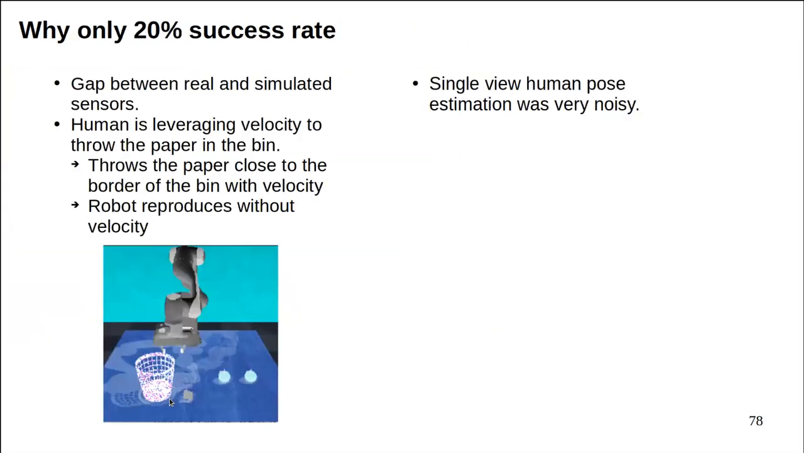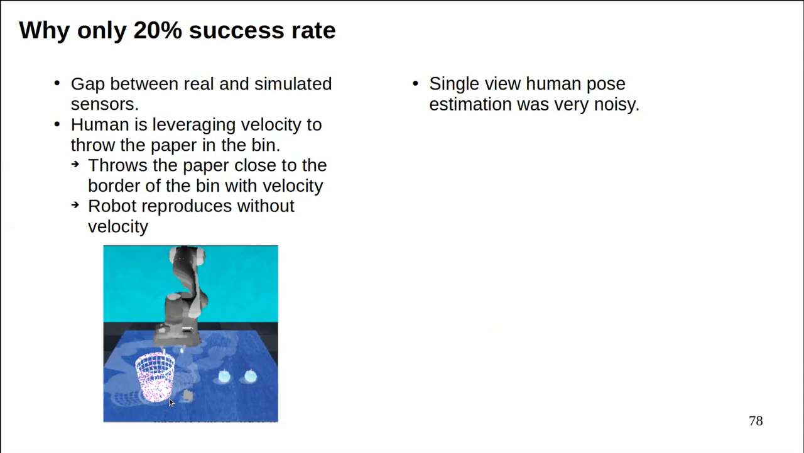Okay, now why 20% success rate? It seems super low. So there is a gap between the real and the simulated sensor. In the end, we are not left with the same point clouds when we are using the iPhone camera or the simulated sensor in the simulation that we are using. So in the end, we have a representation that is not completely agnostic to the environment, in the way that it is not agnostic to the sensor that is used.